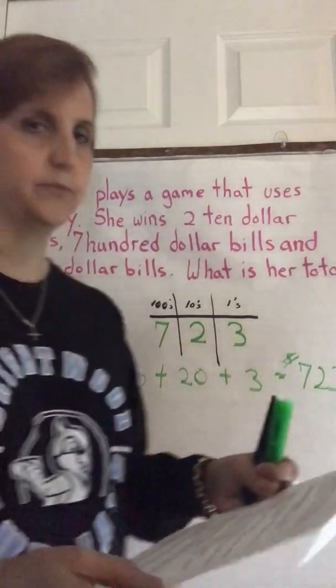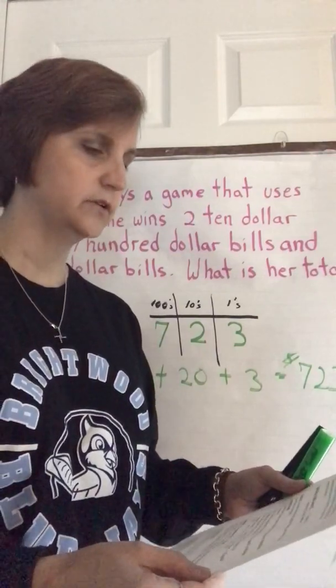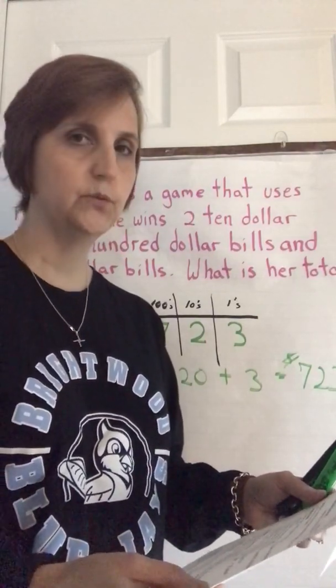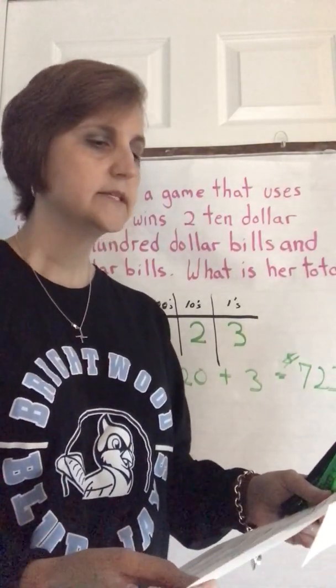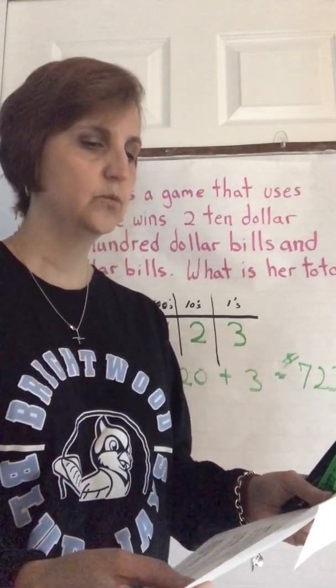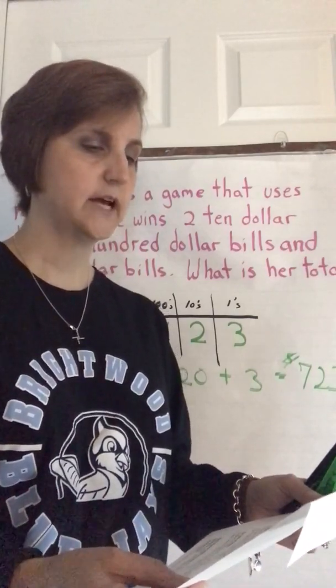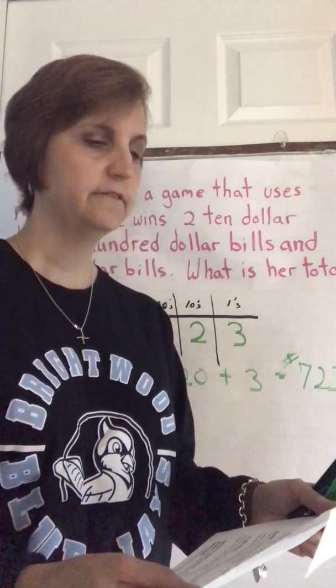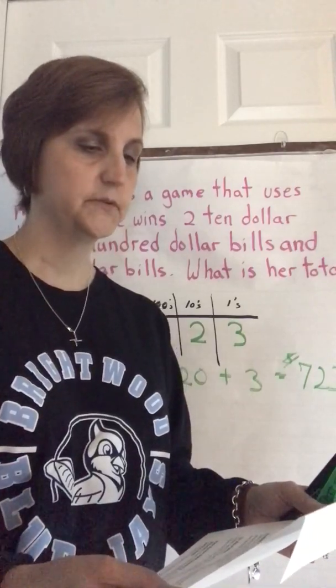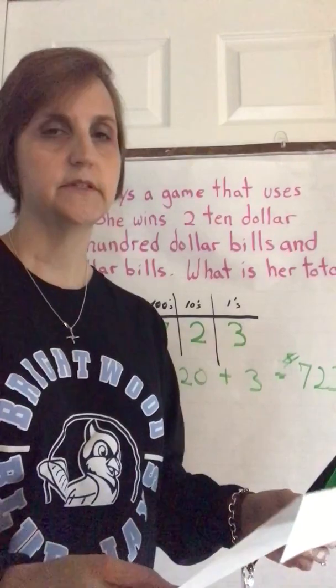I will read this one more time. Sam is at a carnival and plays a game to win some money. Sam was very good at the game and wins 9 $1 bills, 4 $100 bills, and 5 $10 bills. What is the total number of bills Sam won?